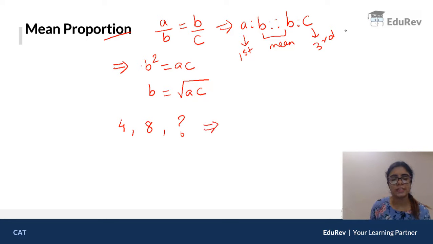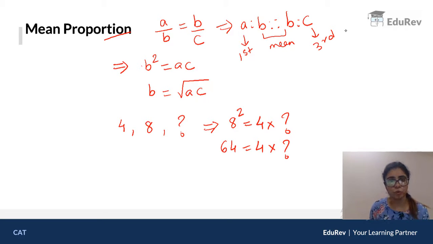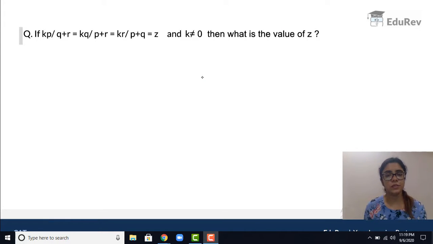So how will you write this? You will write this as 8 square, because this is your mean proportion, that is equal to 4 into your third proportion. So this is 64 is equal to 4 into your third proportion. So 64 upon 4. So 16 fours are 64. So this 16 is nothing but your third proportion. So this is how you can calculate whatever value is asked. Okay? Now let's look at a word problem.